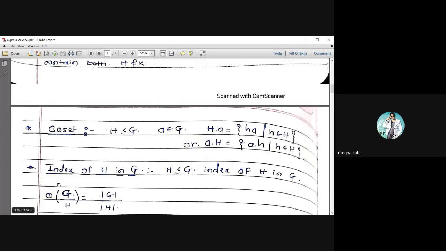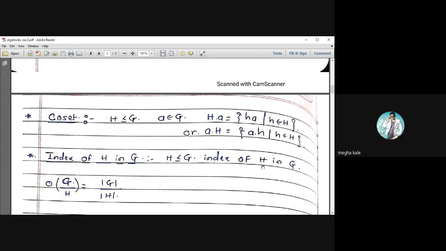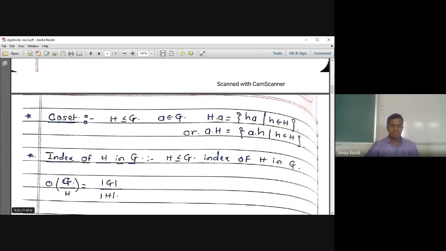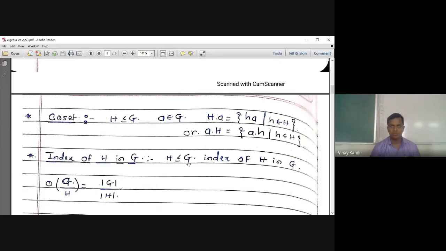Now the index of H in G. If H is a subgroup of G, the index of H in G we can write like this: order of G by H, which is equal to order of G upon order of H. This is nothing but the index of H in G. Suppose G is the set of integers with operation plus.